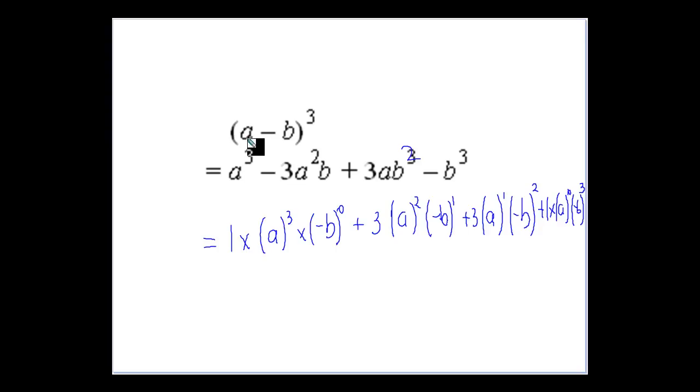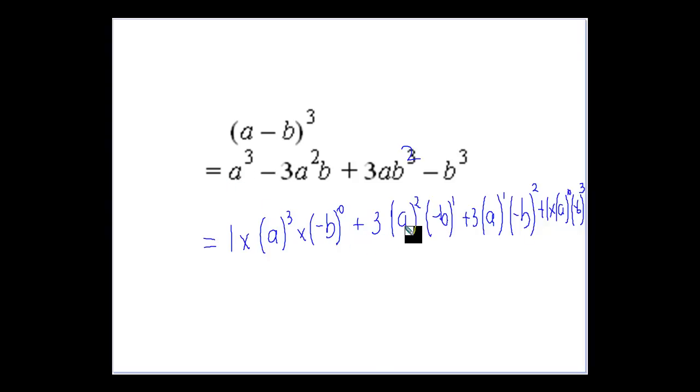This one's a little bit different: (a - b)^3. Again, what we've got to consider is the 1, 3, 3, 1 from Pascal's triangle. But this time, they're going to start with a to the power of 3 and (-b) to the power of 0. So the negative is going to have an effect. The first term is going to be positive.